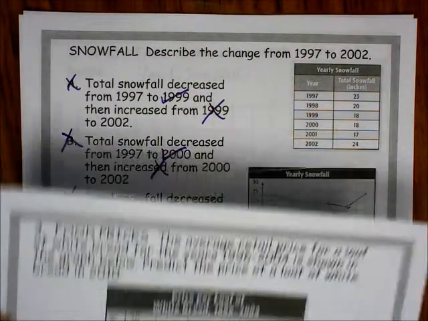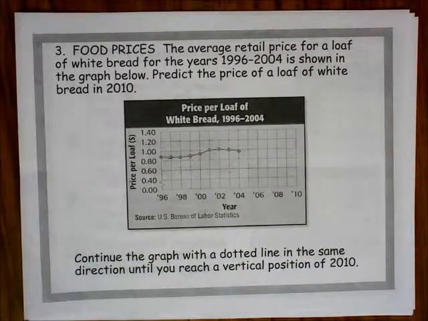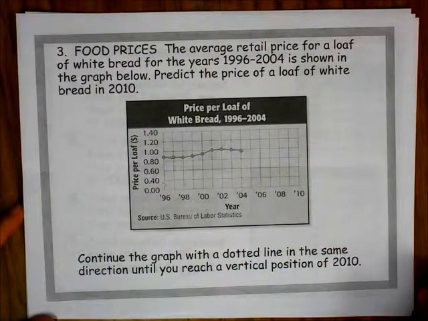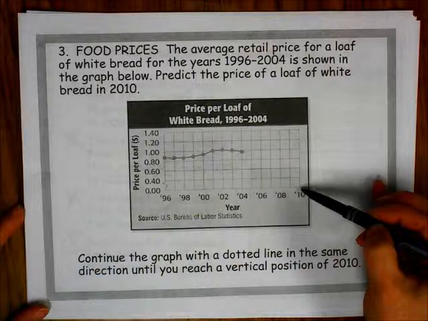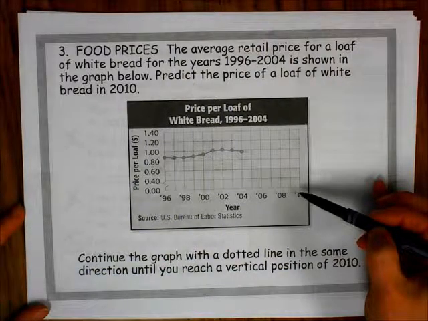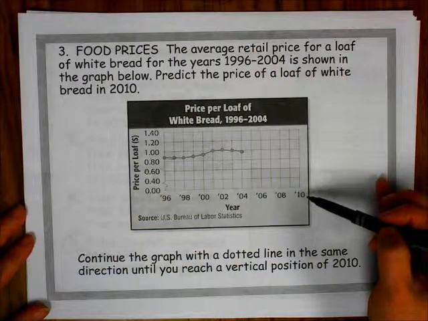Let's look at question number 3. It says the average retail price for a loaf of white bread for the years of 1996 to 2004 is shown in the graph below. Predict the price of a loaf of white bread in 2010. Well, notice that my graph doesn't go all the way to 2010. So what I need to do is extend the graph to go to 2010.